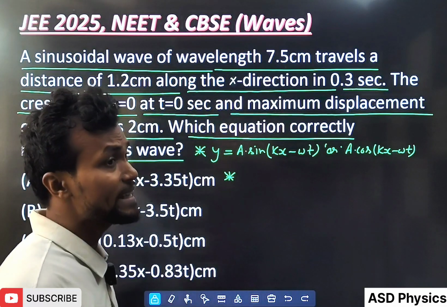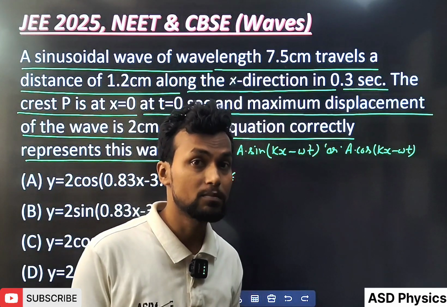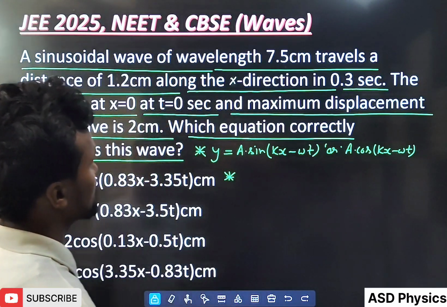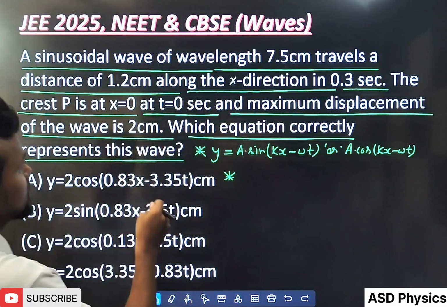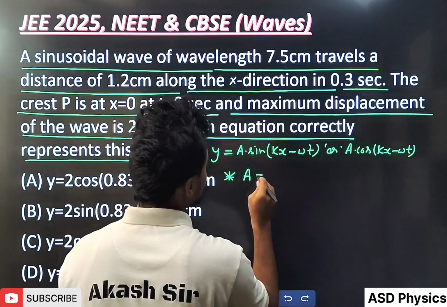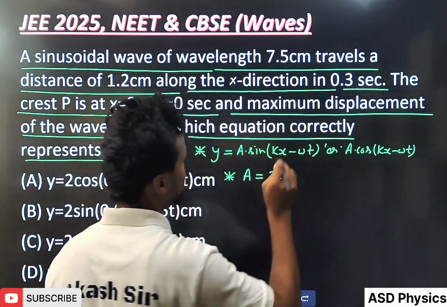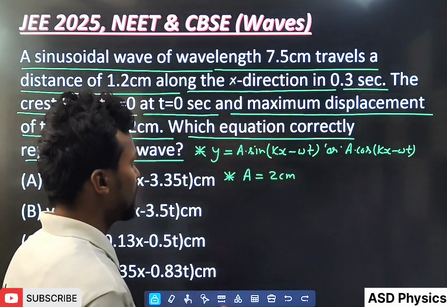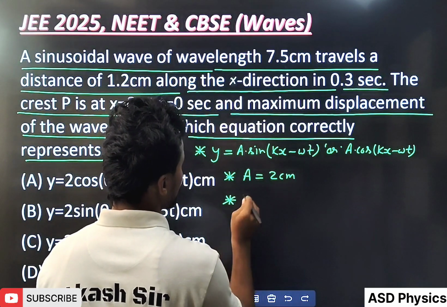Now what is A? A is the amplitude, that means the maximum displacement from the mean position. So you can see very well the maximum displacement of the wave is given here, A equal to 2 centimeter. Okay, after that, next one, this k.